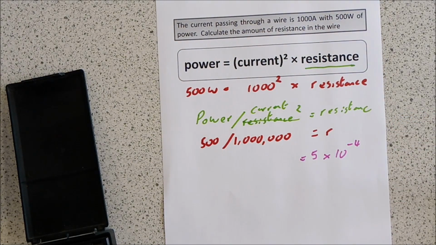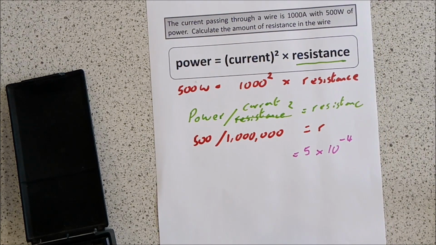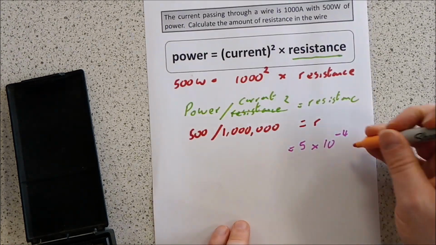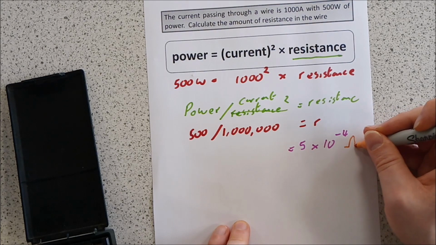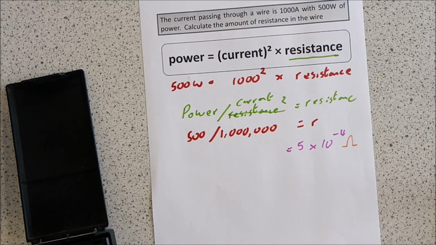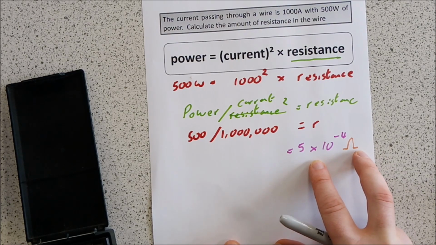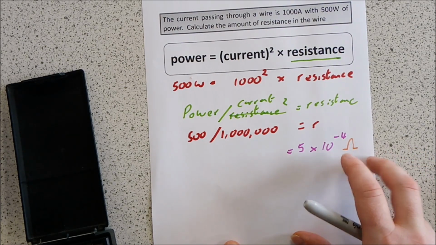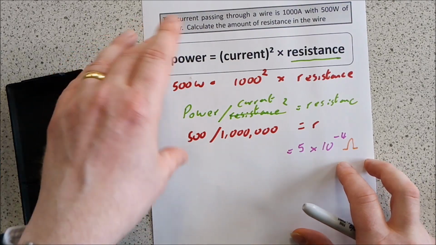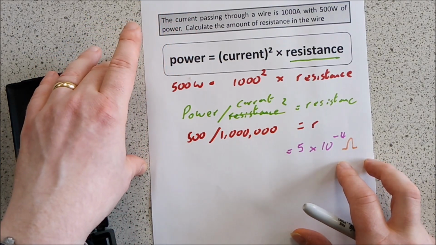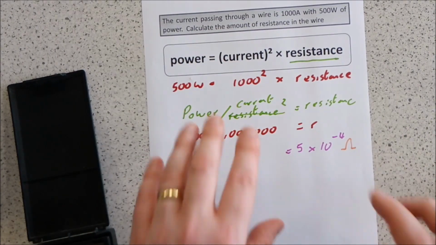Okay, the final part that's going to get you the marks here, do not forget to put the units in, and the unit for resistance is going to be ohms. Sometimes they'll ask you to put it in standard form. If they ask you to do that, it's really important that you do. So that is how you'd calculate the resistance by rearranging that equation.